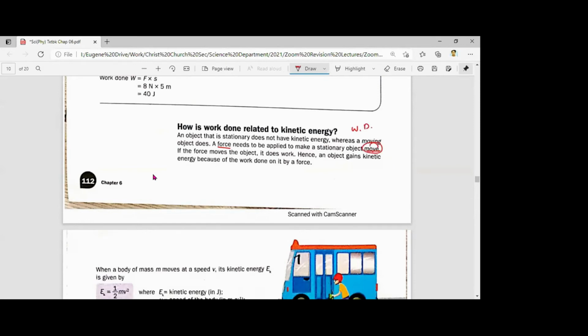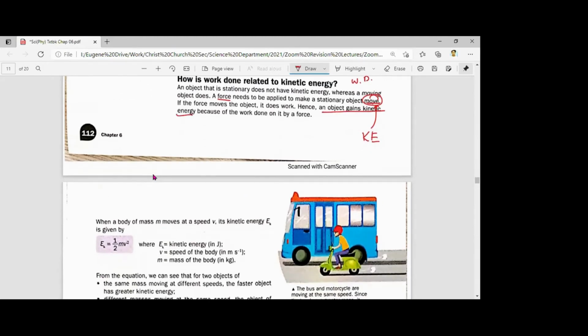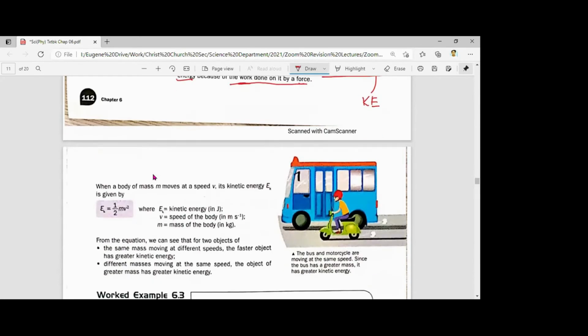And when the object starts to move, you realize, objects that move have what kind of energy? It has kinetic energy. So when work is done and the object starts moving or moves faster, what's happening is that you're causing a change in the KE. Hence, an object gains KE because of the work done on it by a force.